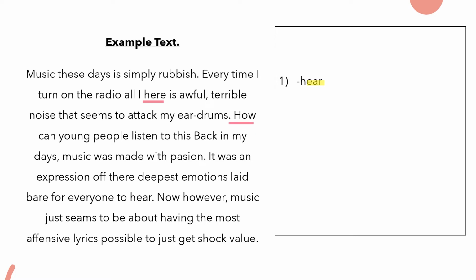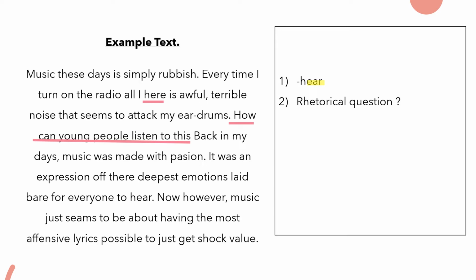Number 2 is this sentence here. So how can young people listen to this? Now the punctuation that it needs to have here is a question mark because this is actually a rhetorical question. There's a few indicators that would allow you to understand that. The first one would be the fact that this sentence starts with the word how. So any sentence that starts with a word like how, when or why, any of the 5 W's, would generally require a question mark at the end of the sentence.